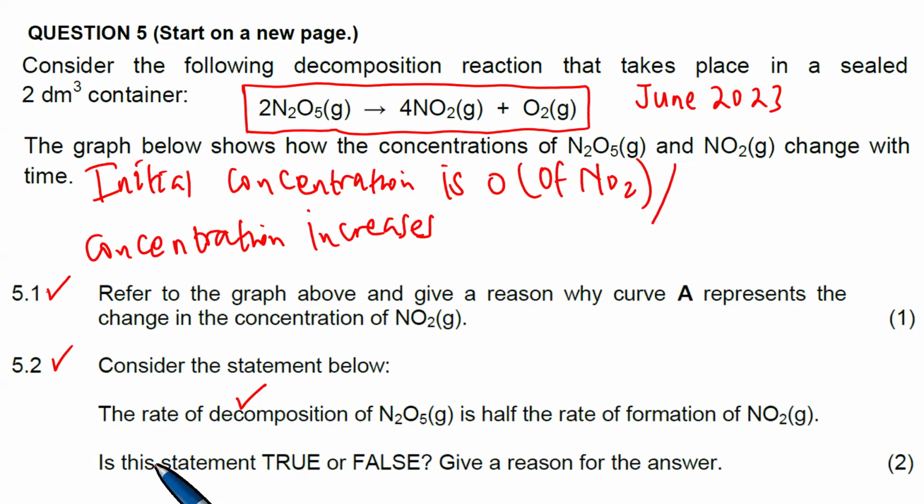Now, the question is: the rate of decomposition of N2O5 is half the rate of formation of NO2. You can see this because if this one is 2, this one is 4, so this one is half of this. Is this statement true or false? Give a reason for your answer.